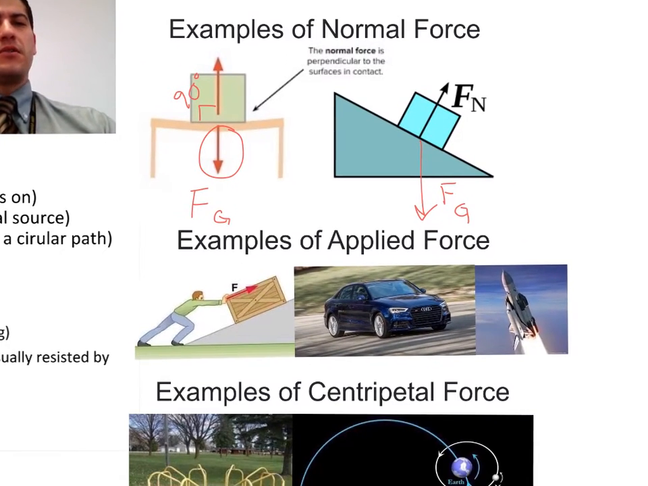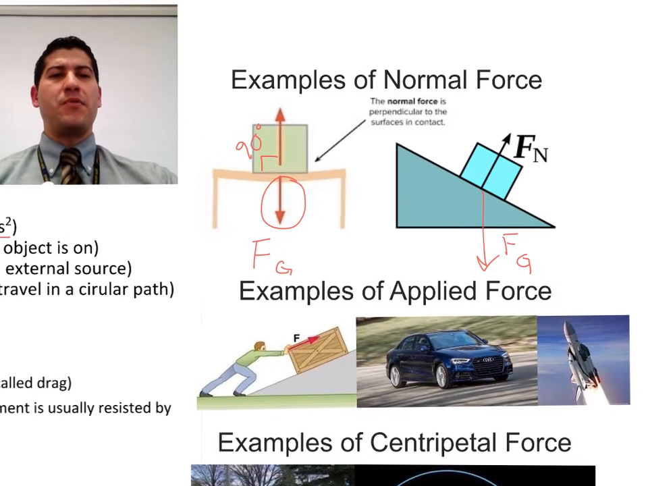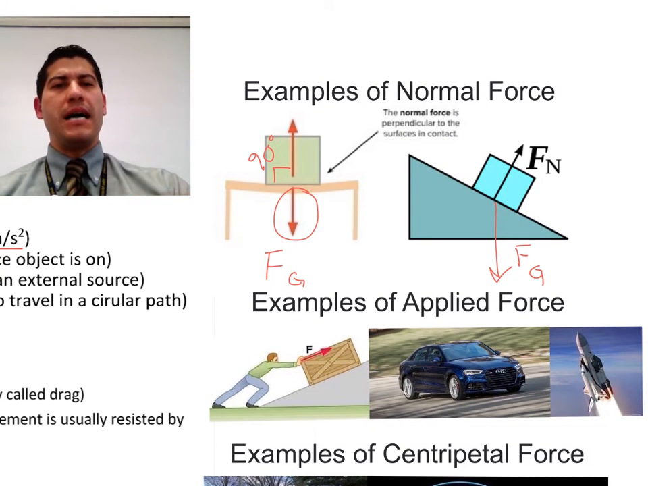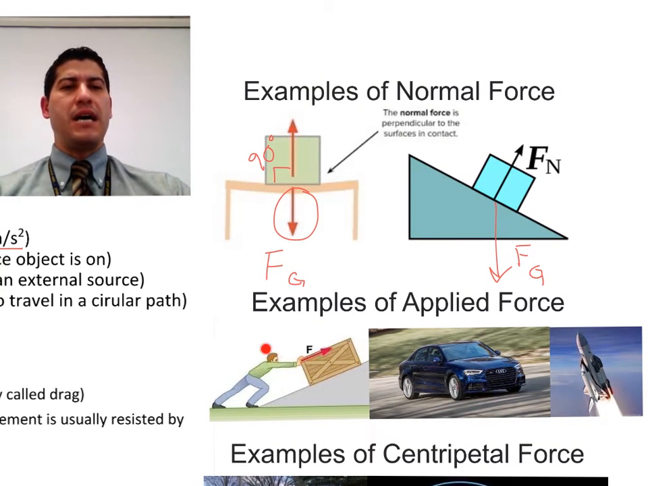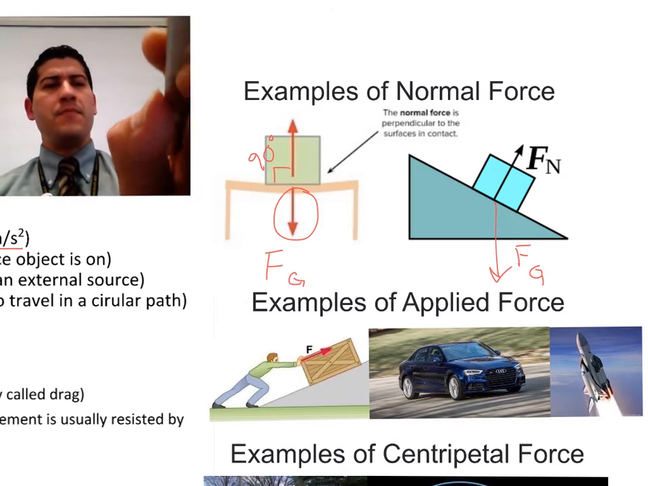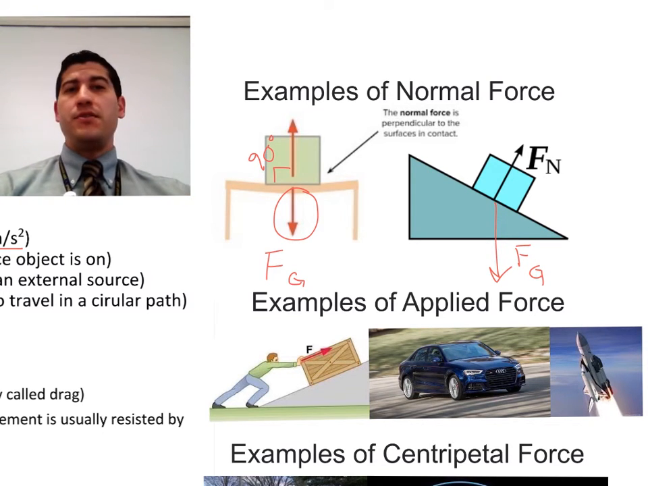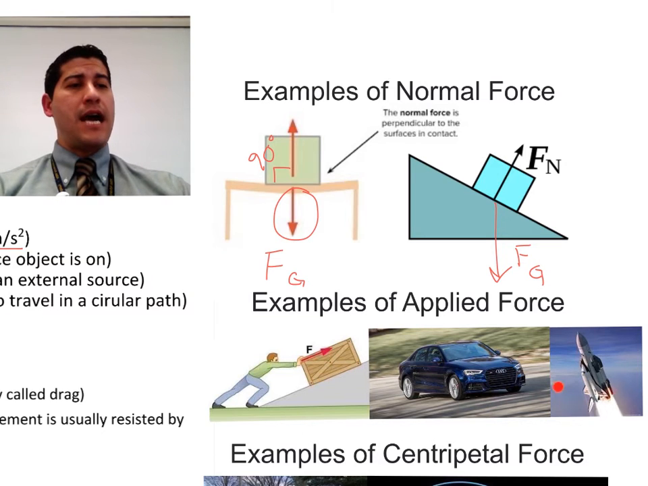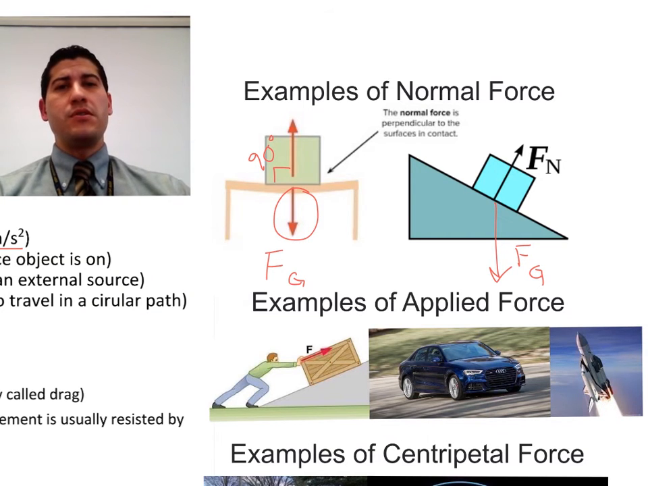So an external source, if you want to move a box up a ramp, you must have an applied force. In this case, the force is applied by a human being. To make a car go, you need an applied force. The applied force is provided by the engine and the wheels or traction on the road. If you want to leave our atmosphere, you're going to have to get on one of these rockets. With the space shuttle, the applied force is provided by the boosters of the shuttle.